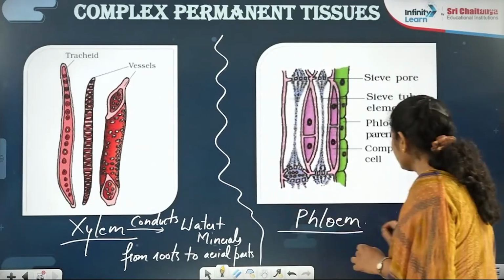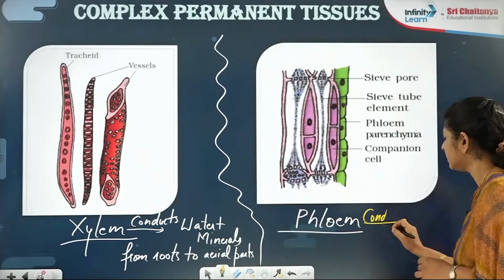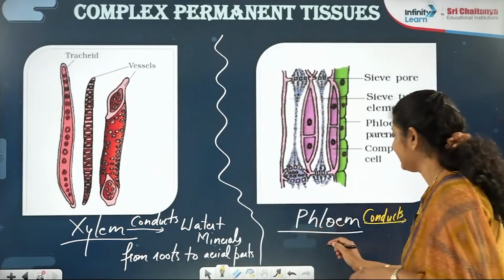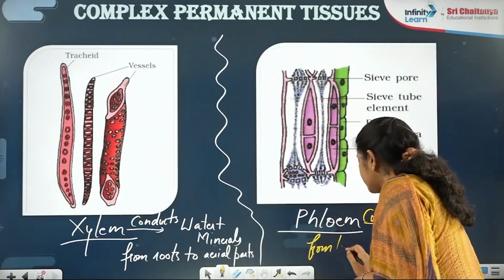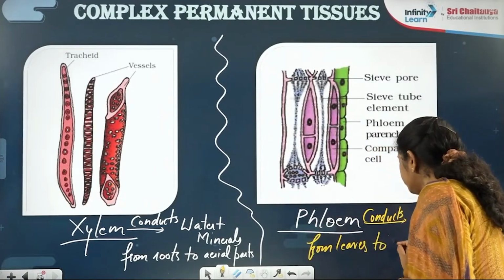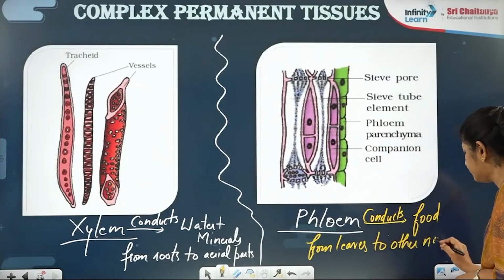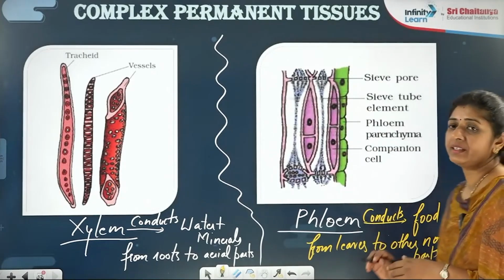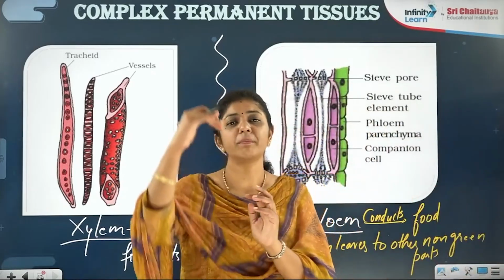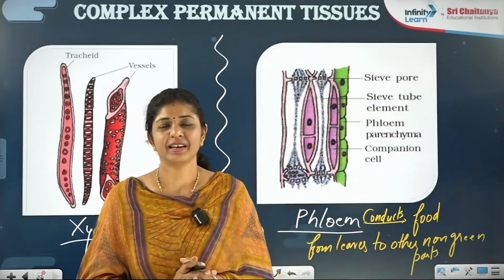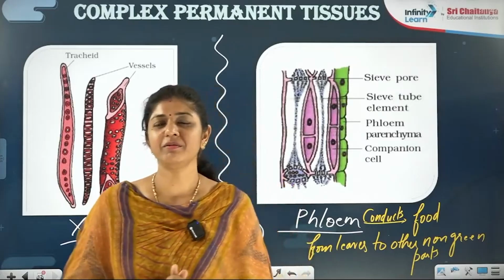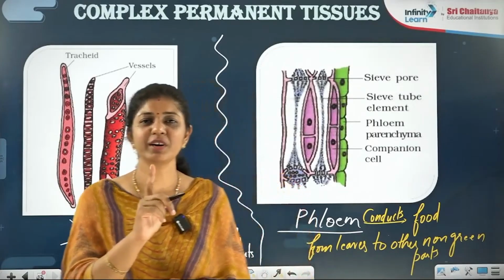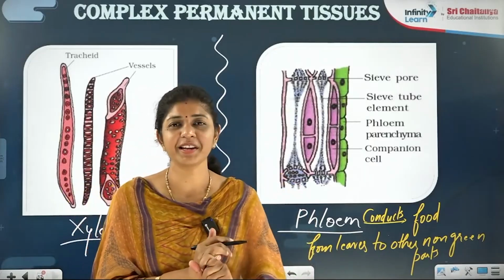So what does phloem do? It conducts food. Which food? Which is formed by the leaves. Can I say from leaves to other non-green parts? Non-green parts means they cannot make their food. Usually from leaves to the roots. Right? So the word usually is important. Only you have to use the word usually here. This is very important. Earlier even I said it to you, right?